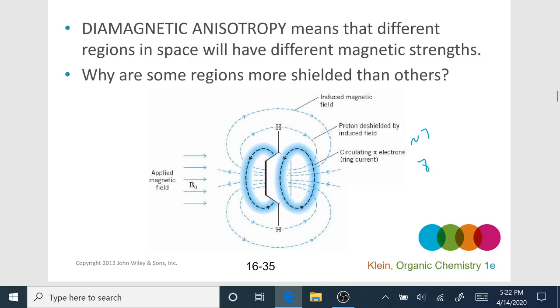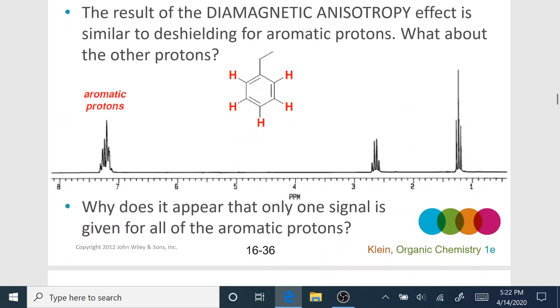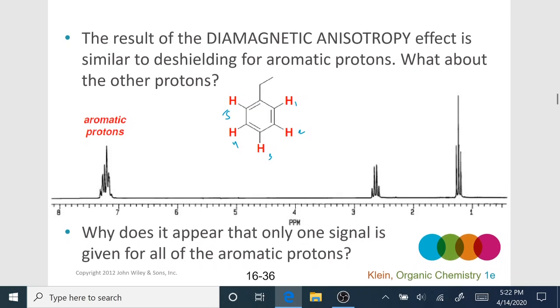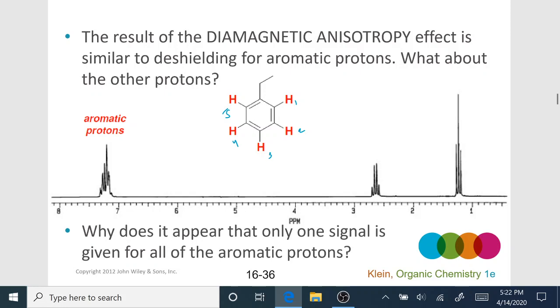Sometimes you'll see them at around 8 if you have some more electron withdrawing groups on the ring. But they usually show up in the 7 region. So notice that we have 5 hydrogens on this benzene ring, this ethyl benzene, and so all of those are going to show up in the 7 region as a multiplet. So we're going to look at the shape of the signals in just a minute. Okay. So all of these show up around 7.